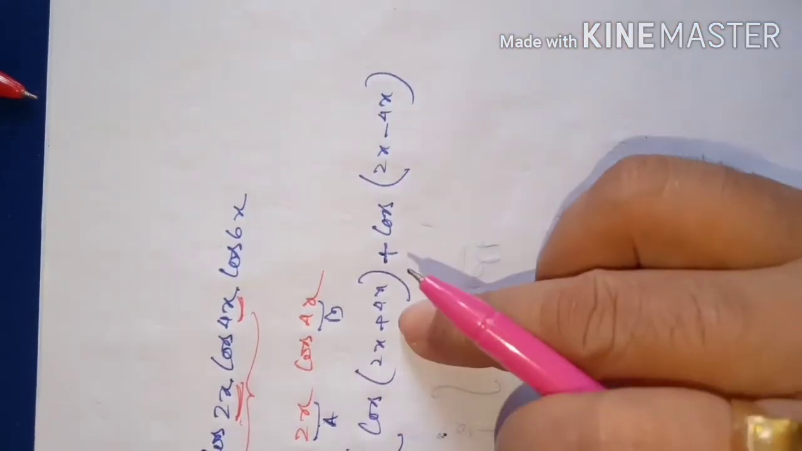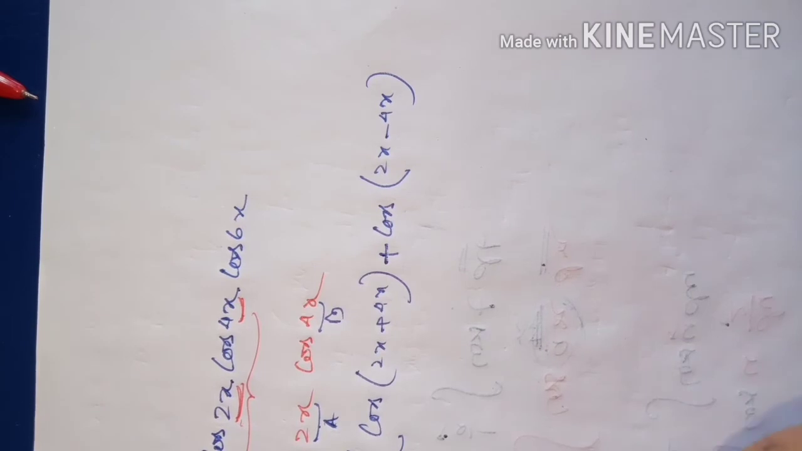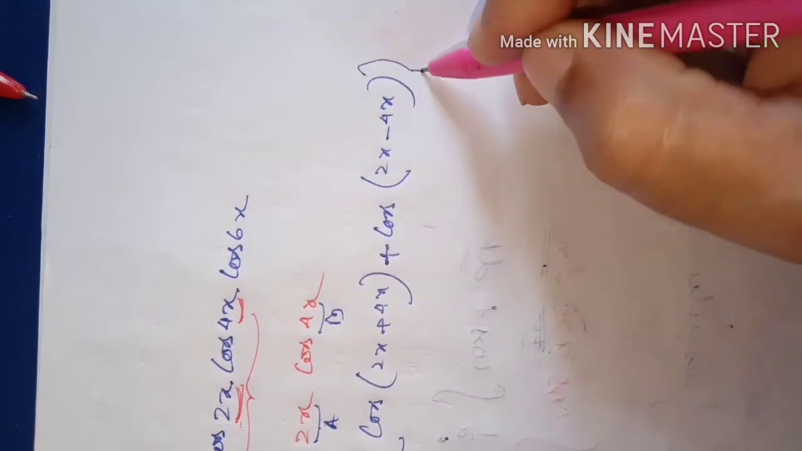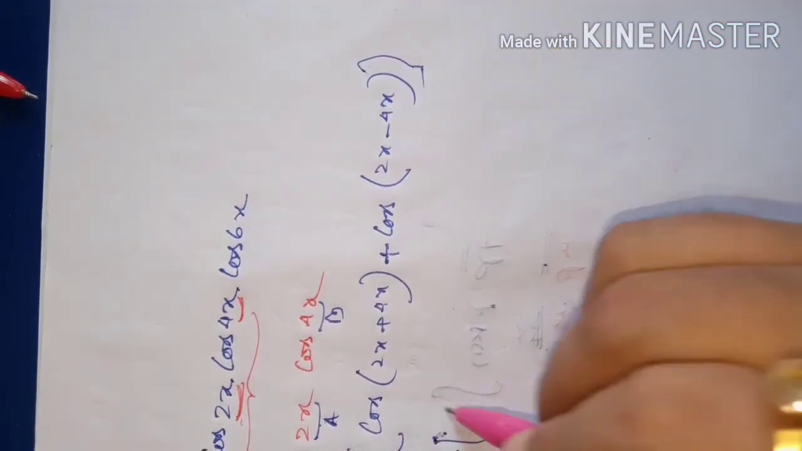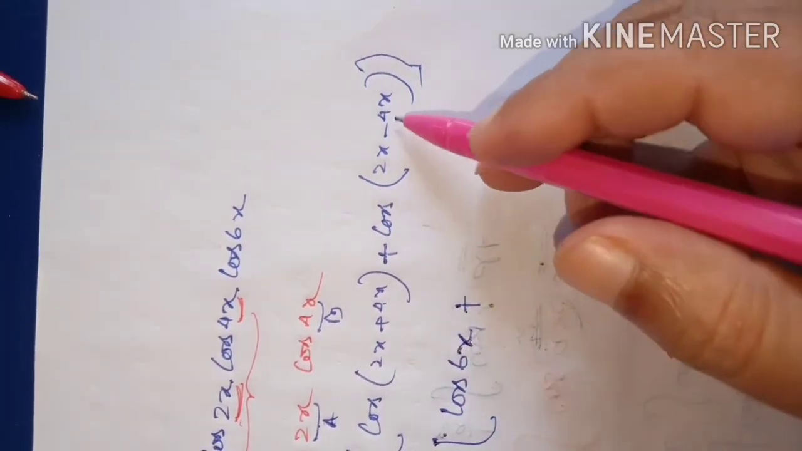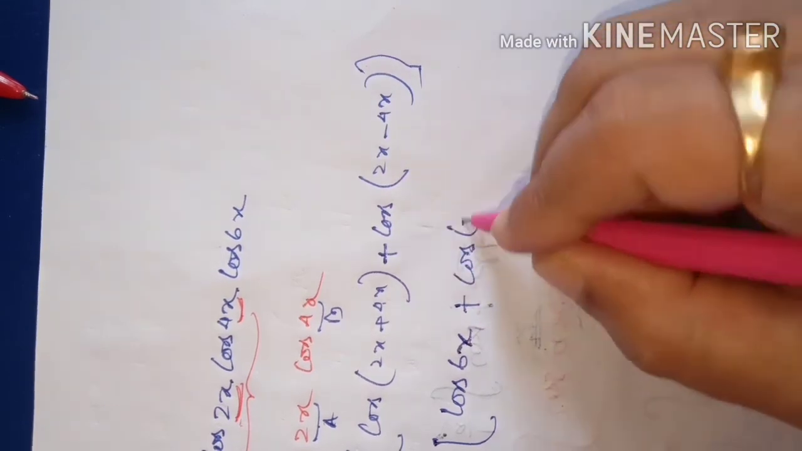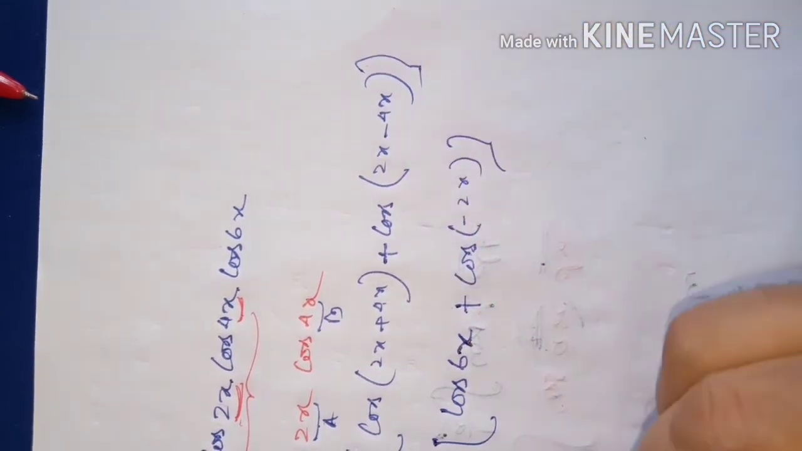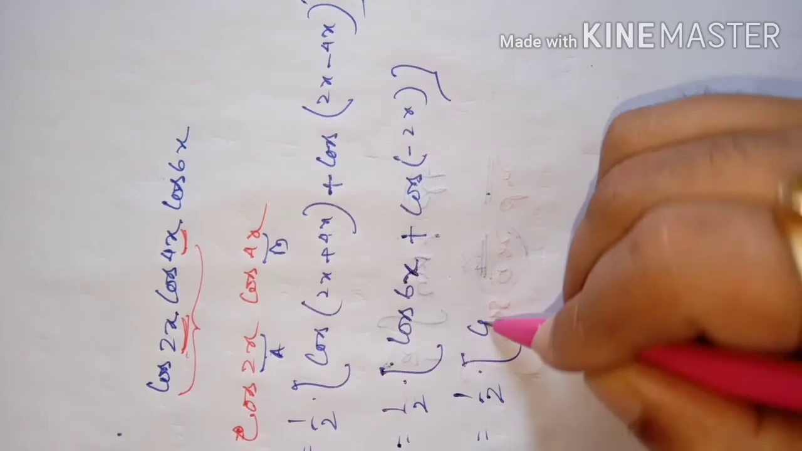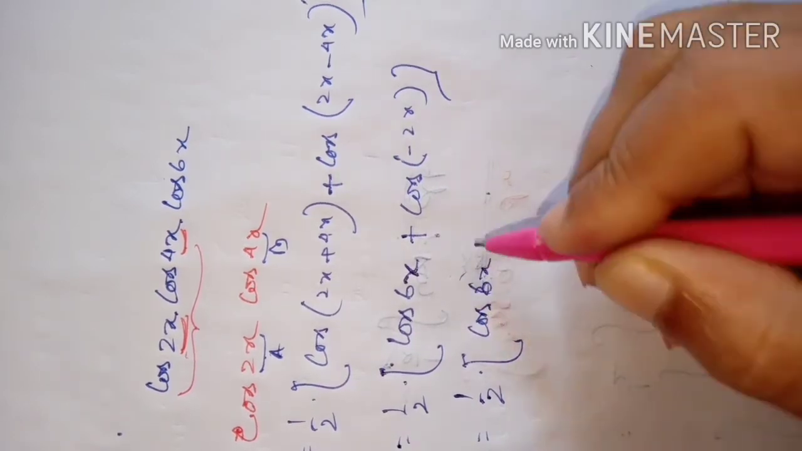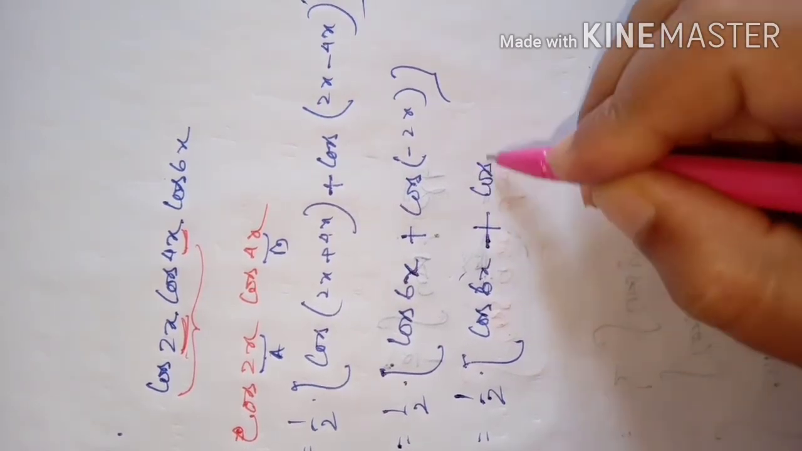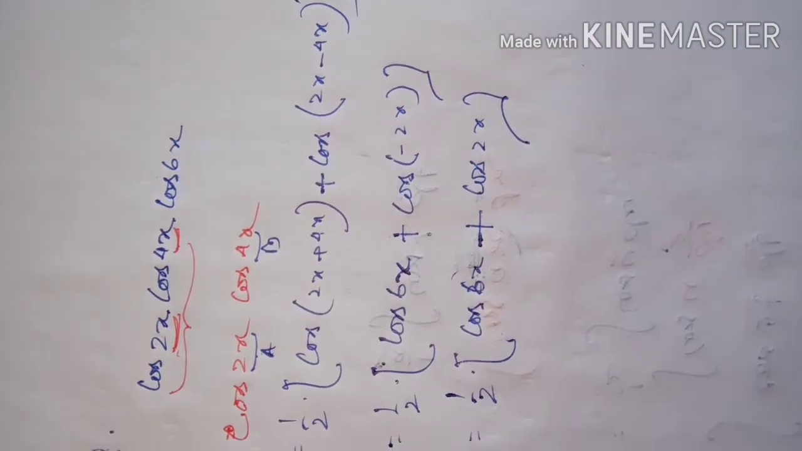Then you get here cos A cos B minus sin A sin B, and here you will get cos A cos B plus sin A sin B. Sin A sin B will get cancelled. So the final expression will be like this: half into cos of 6x, then this will be cos of minus 2x. Then cos of minus 2x is what? Cos of minus theta is cos theta only. So half into cos 6x plus cos 2x.